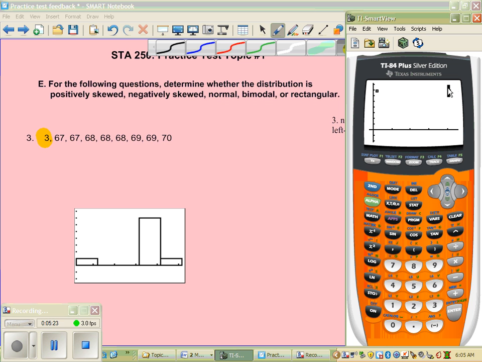If I go zoom 9 with that, here's all my data, all stuck together out there in the 60s. I'll hit trace. There's my quartile 1, there's my median at 68, my quartile 3, and my max at 70. But if I arrow on over here, it shows me my min at 3. So look at that huge gap, and that's going to be what's called left skewed or negatively skewed.